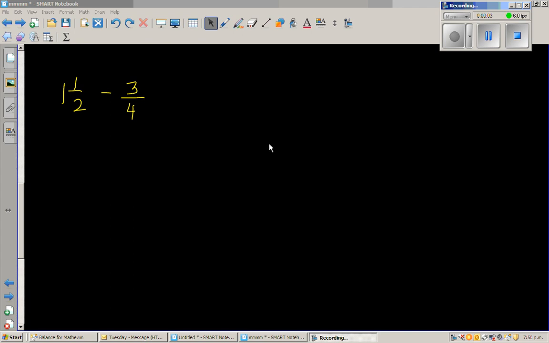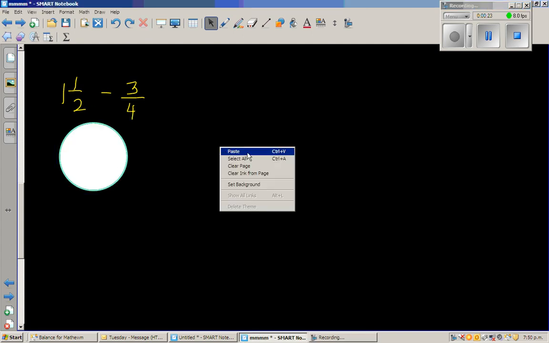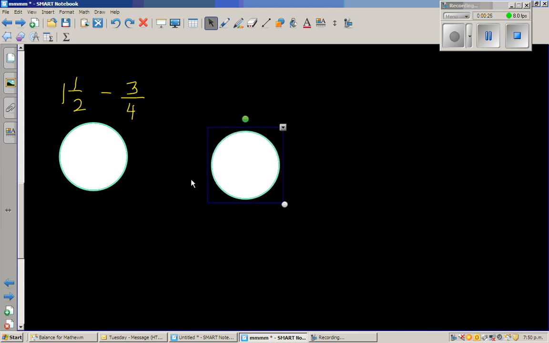Let us look at this question, which is 1 and a half take away 3/4. So 1 and 1/2 take away 3/4. I would like you to do this question without the maths, and then I'll show you the maths on how to get the answer. So I'm going to draw two circles.